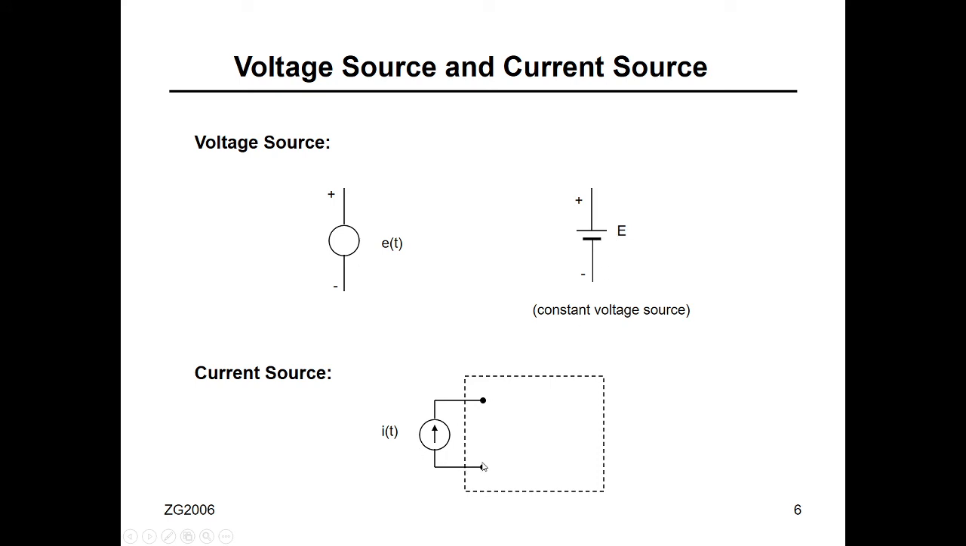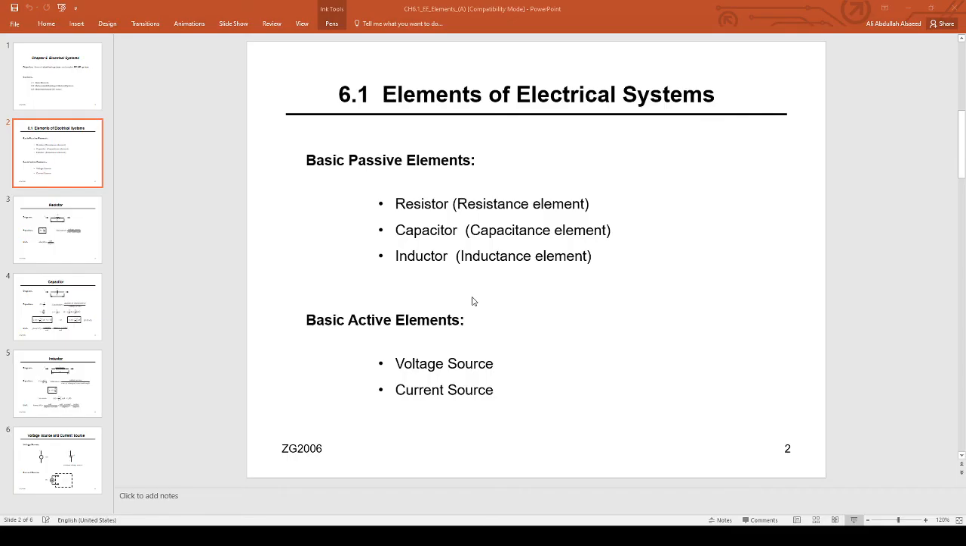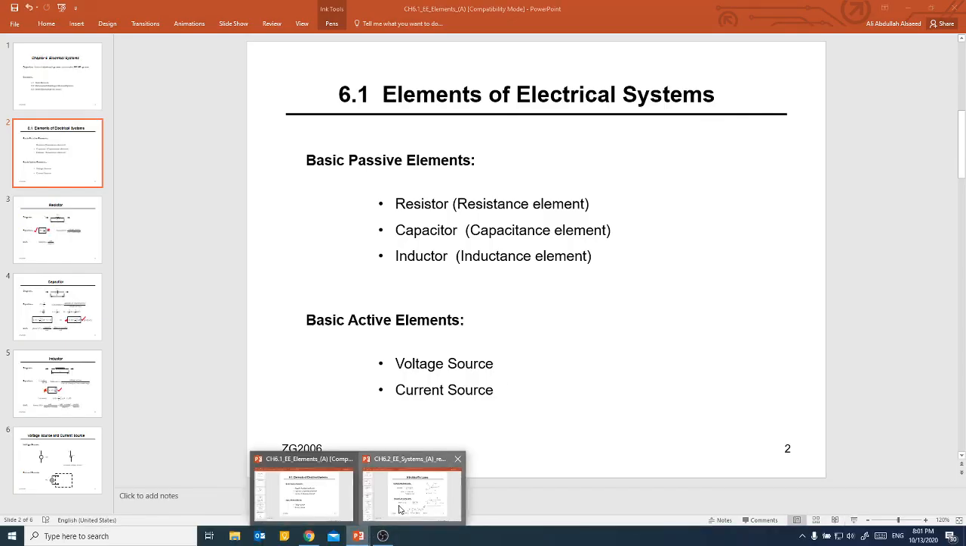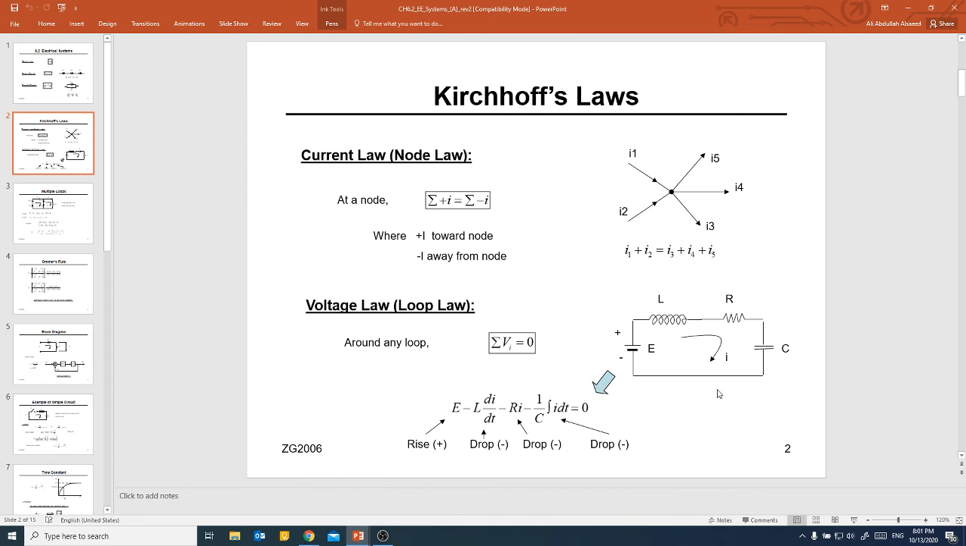And this is how we draw a current source if you have one. Most of the time we will have a voltage source. So this is a quick description of the basic elements of electrical systems. Later, inshallah, we will talk about modeling electrical systems in the next video.